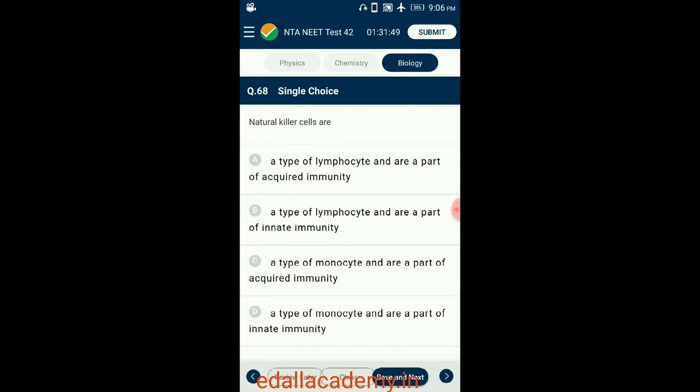Natural killer cells are large granular lymphocytes. They produce a chemical which produces pores in the foreign cells and destroys them. They are part of innate immunity and form cellular barriers. The other two types of lymphocytes are B and T lymphocytes, which are small and have no granules in their cytoplasm. They are part of acquired immunity. So the answer for this question is option B, a type of lymphocyte that is part of innate immunity.